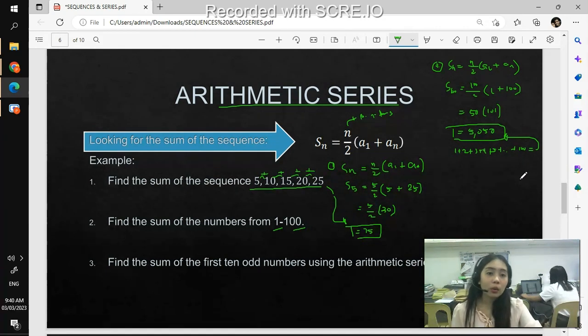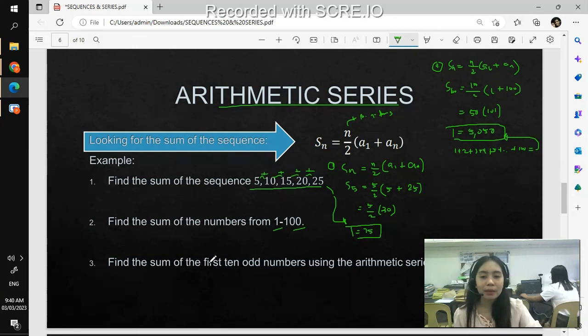You see, if you are going to add that one manually, it will consume a lot of time. But because of the use of the formula, it's a lot more convenient for us. So I hope that everybody was able to appreciate the beauty of these formulas and equations that have been discovered, crafted, and derived by our mathematicians.